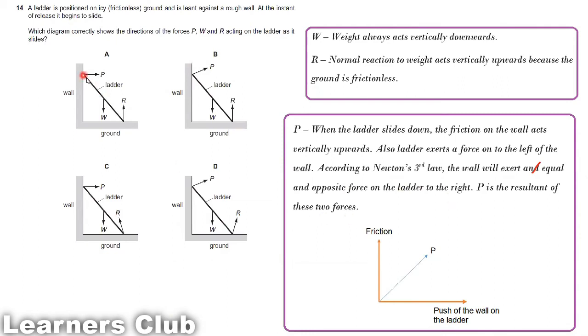So when the ladder is sliding down, the friction acts upwards. There is a force by the ladder on the wall. According to Newton's law, the wall also will give a push on the ladder. So that is this one, the push of the wall. The resultant of friction and the push of the wall is your P. So P is in this direction. As you can see in this diagram, they did not consider the resultant of the push and the friction. Therefore, the answer is option B.